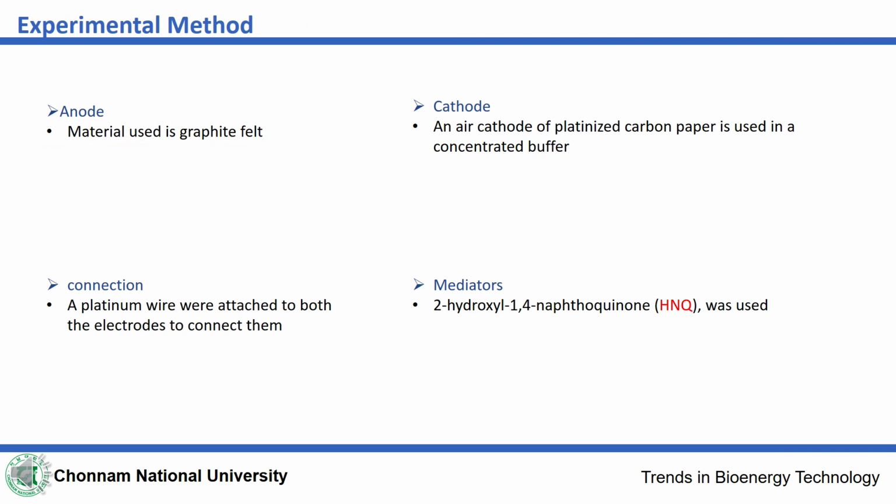Experimental method. The anode material used is graphite felt. This electrode material is chosen because of its low resistance and its advantageous physical structure, which consists of an open network of fibers allowing free access of organisms and mediators to the electrode surface and into the solution.